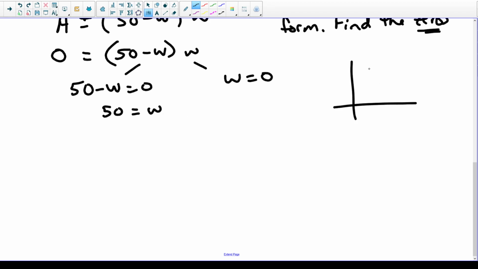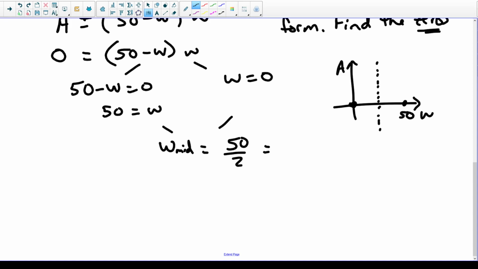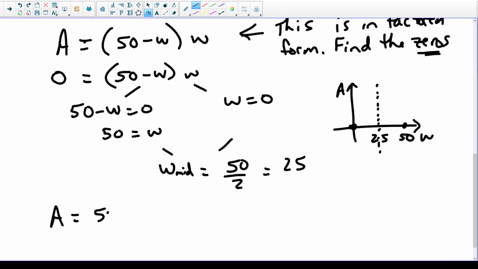So that means the parabola that's modeling the area with respect to the width has a zero at 0 and a zero at 50. We need to find the maximum area, so we're going to find the vertex of this parabola. We do that by finding the middle, or the axis of symmetry, which is in this case very easy to calculate. It's just 25. And now we're going to substitute that 25 back into the original factored form of the equation, which is 50 minus W times W.